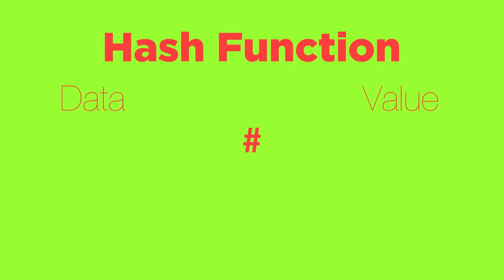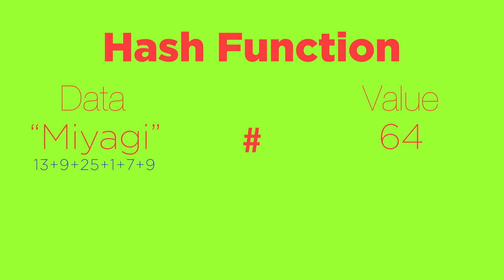For the sake of simplicity, let's just add the position of the appearance of the alphabets in the word Miyagi to obtain our hash value. This will be our hash function throughout today's video. Now there could be another word that would make the same hash value. This is known as collisions. So yes, the hash functions used in blockchains are far more complex than this so as to avoid collisions.